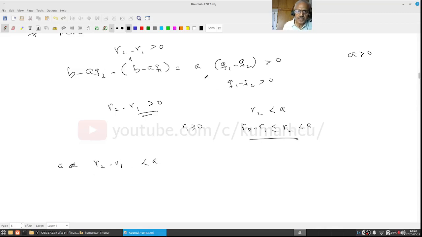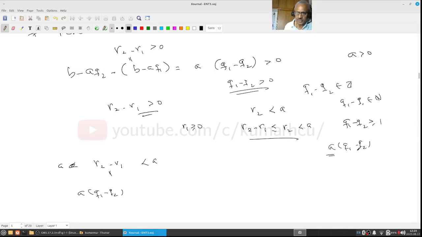But what is this? r2 minus r1 is a into q1 minus q2. But we know q1 minus q2 is positive, it's an integer, therefore q1 minus q2 is a natural number. Therefore q1 minus q2 must be greater than or equal to 1. Therefore a times q1 minus q2, because a is also a natural number, is greater than or equal to a. Okay, this is a contradiction.